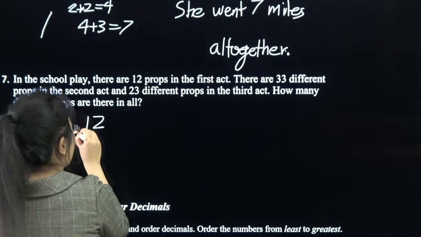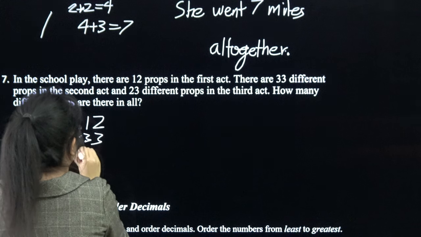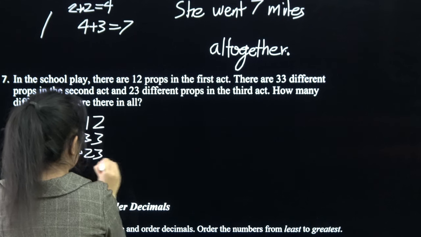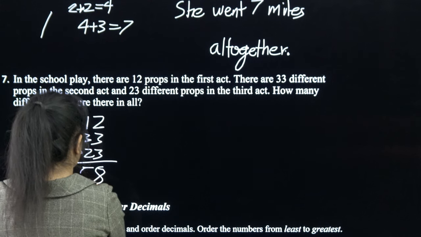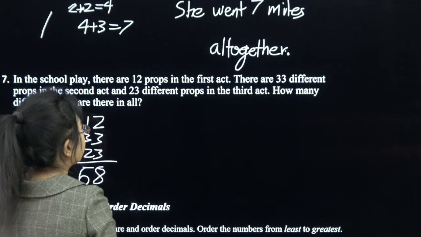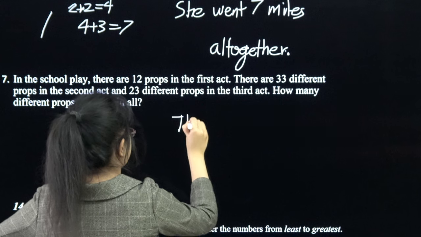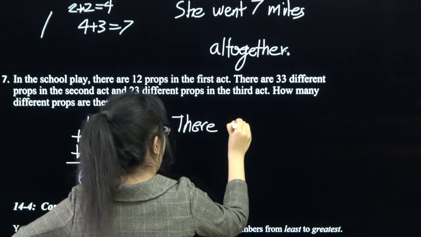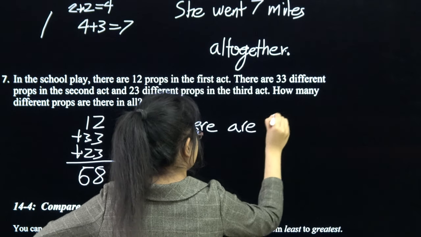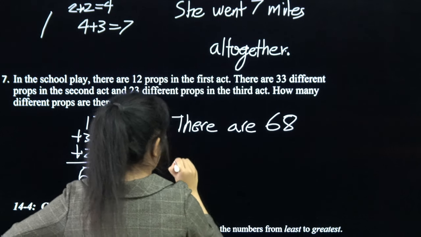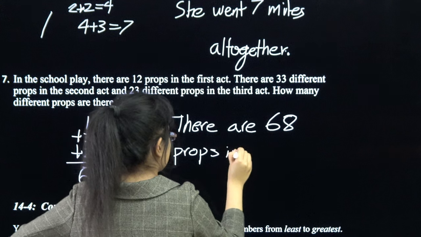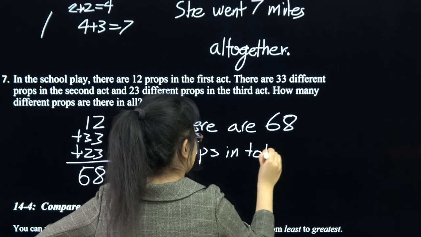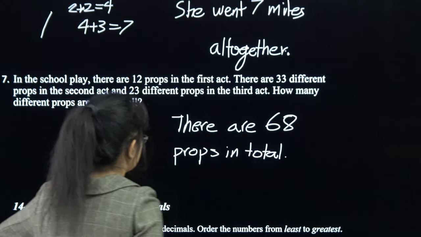So 12 plus 33 plus 23 equals 68. There are 68 props in total, or in all, you could write that too.